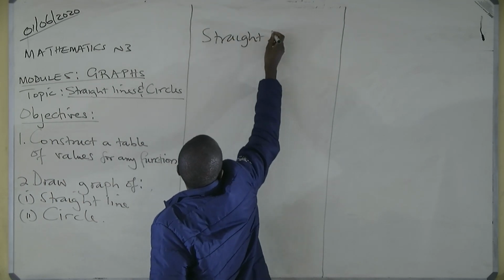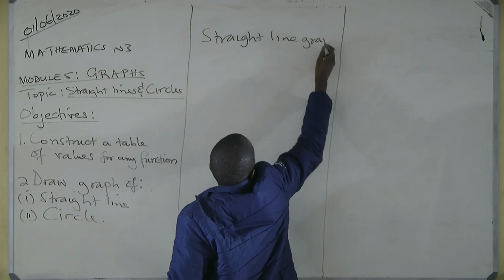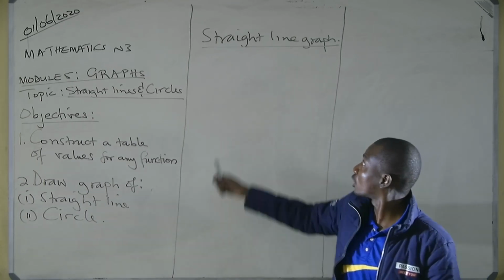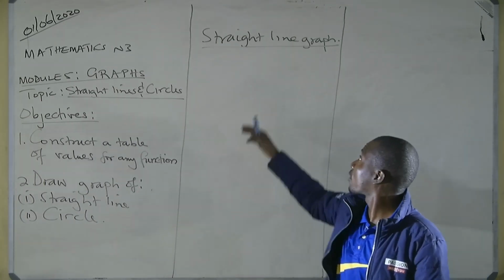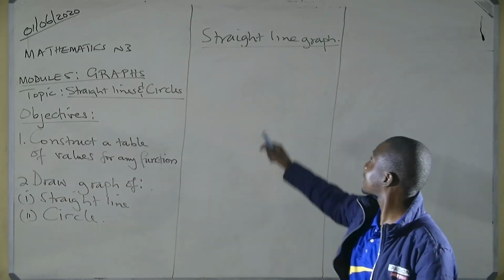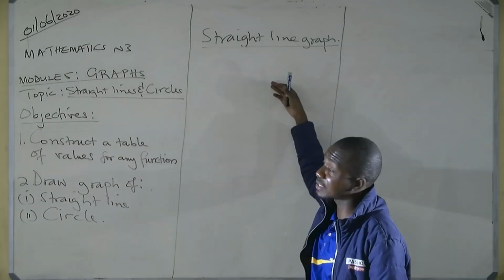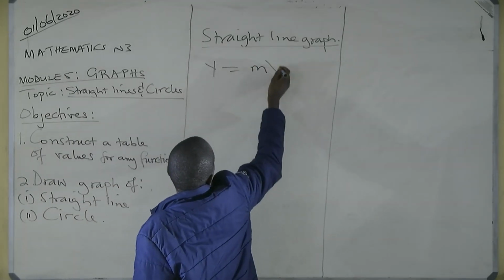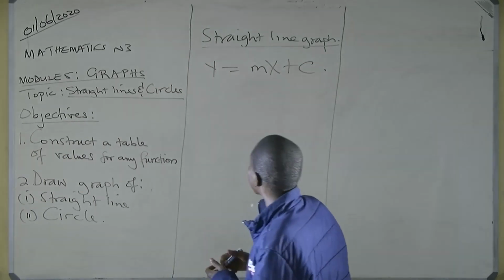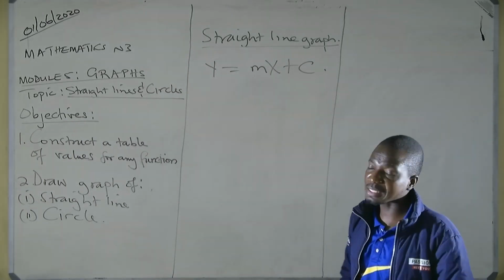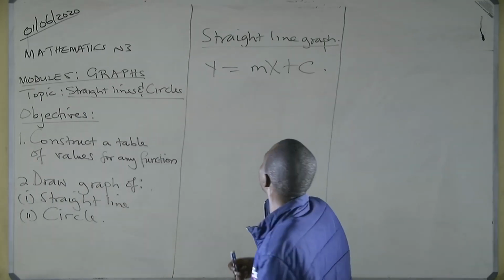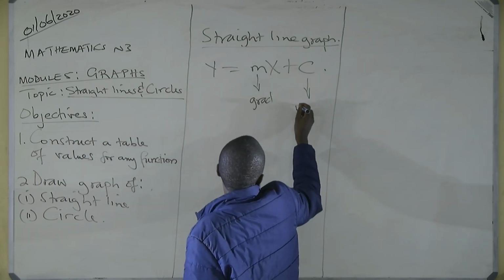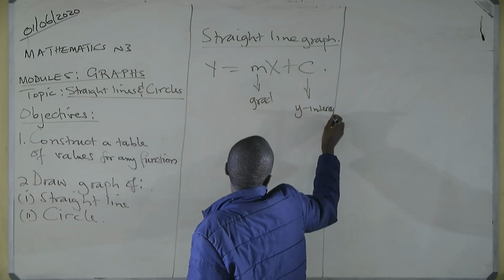Straight line graph. As you remember very well from our previous module of geometry of coordinates, we were looking at straight lines but not the graph itself. Now when you are looking at a straight line graph, it is the same as the straight line that we were discussing in the previous module, y equals mx plus c, where m is still our gradient and c is still our y-intercept.